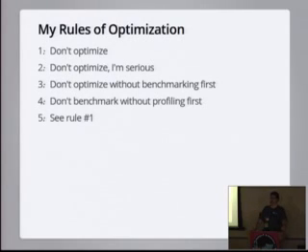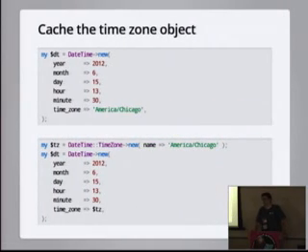And don't benchmark without profiling first. If you're going to benchmark some small part of your app, you need to know which part of your app is going slow. Don't guess because you'll get it wrong, especially if you're my coworker. It's just not optimizing everything without benchmarking. It is driving me crazy. He's not here right now. And then the final rule is just rule number one, which is don't optimize.